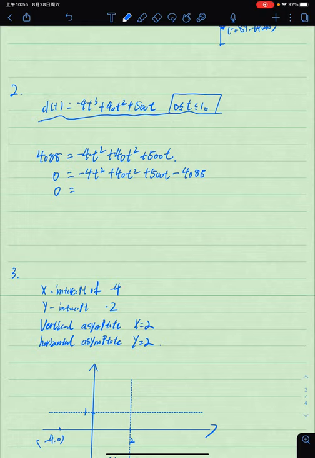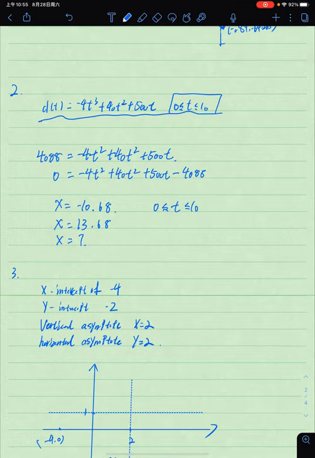The first answer we get is x about negative 10.68. The second answer is x equal to about 13.68. The third answer is 7. But we need to pay attention to the domain, which is between 0 and 10, so we delete those two answers. So the final answer is x equal to 7, so the final answer is 7 hours.